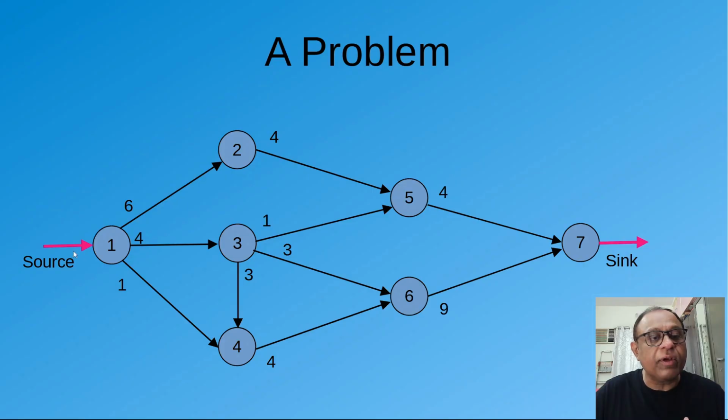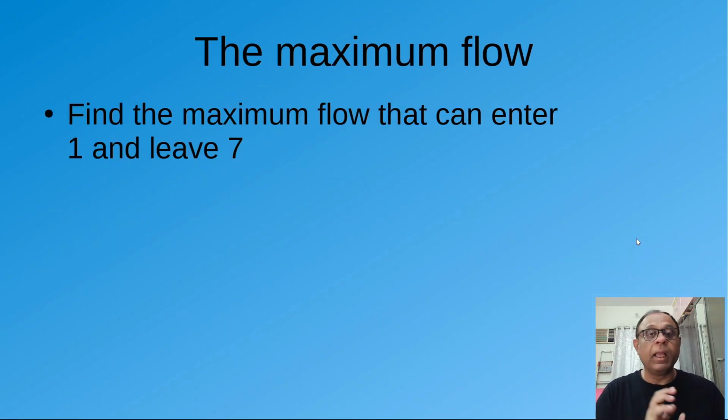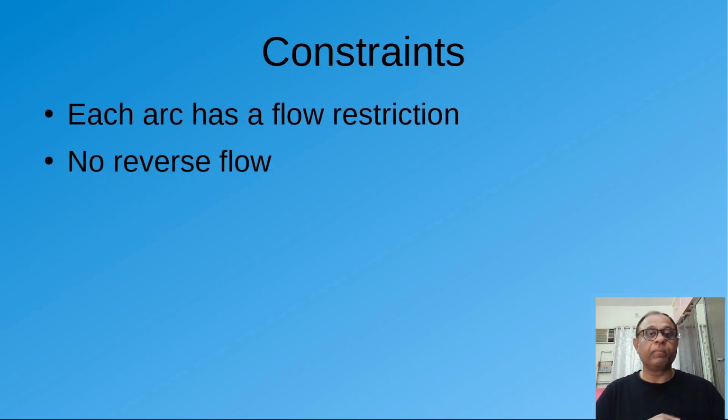Supposing I introduce a flow to the left of node number 1. How much maximum flow can I have through this network so that that flow can come out through node number 7 to its right? So the problem is to find the maximum flow that can enter 1 and leave 7.